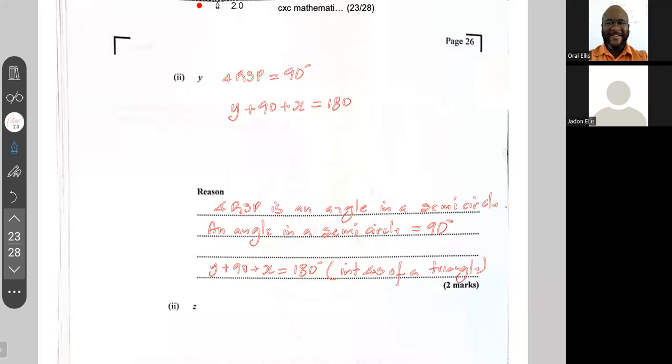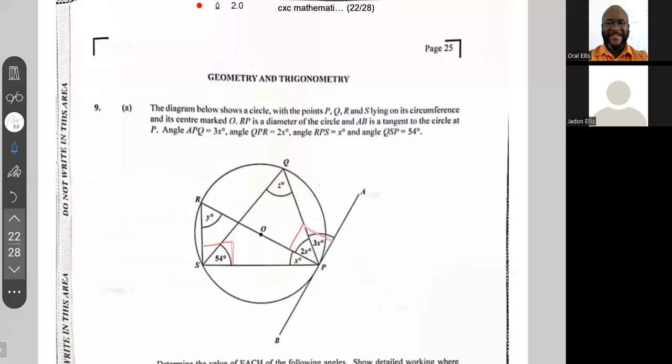So x is 18, so y is equal to 180 minus 90 plus 18, because x is 18. It's equal to 180 minus 108. Y is equal to 72 degrees. Let's go back to the diagram, guys.